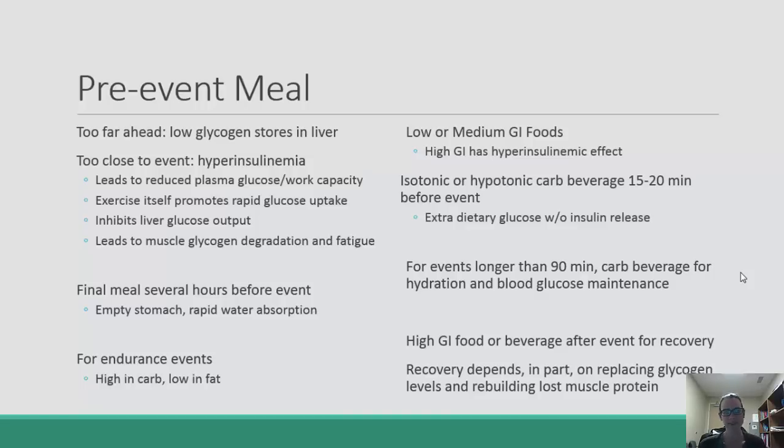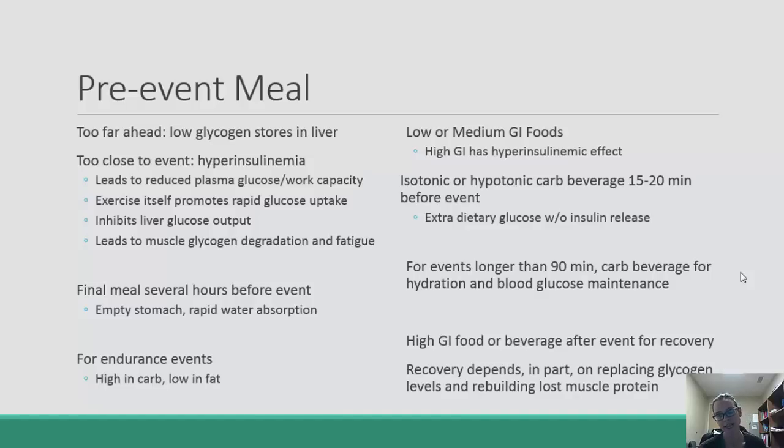So for endurance events, we want this meal to be high in carb but lower in fat. And we want to include low or medium glycemic index foods, since high glycemic index foods can have this hyperinsulinemic effect, which we just discussed is undesirable when I'm just starting an event where I want to have a high performance. We also want to consume an isotonic or hypotonic carb beverage 15 to 20 minutes before the event, which will give us some extra glucose but won't cause an insulin release.